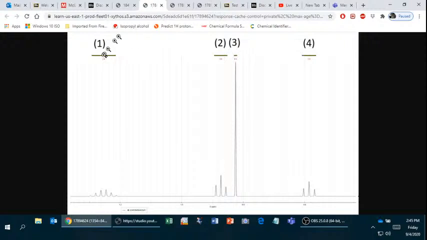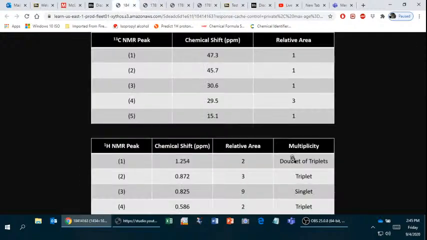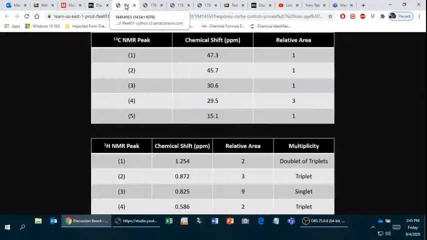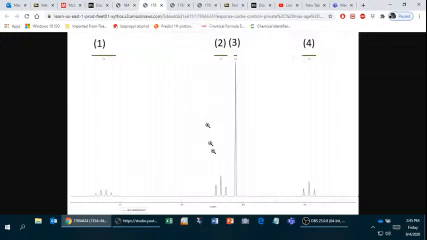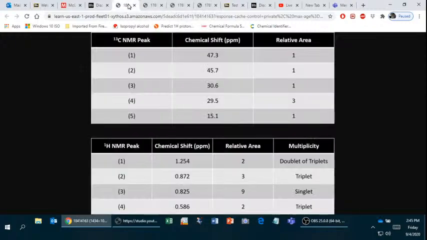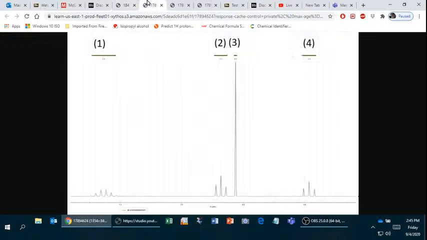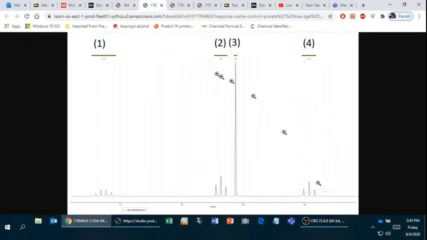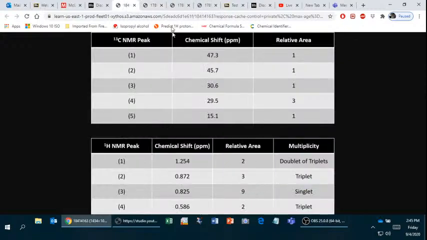And as far as I can see, there is a shift there with an area of 2, and that's a doublet of triplets. No, it's not. I corrected that. Okay, corrected again. It's a multiplet. If we look at peak 2, it's a triplet with area of 3. Peak 3 is the singlet with an area of 9, so that's consistent. And then peak 4 is a triplet with area of 2.